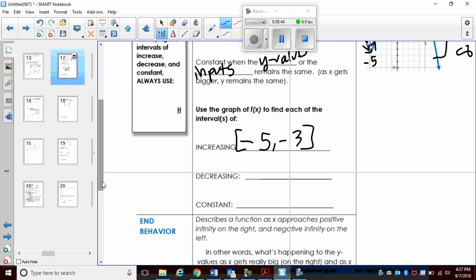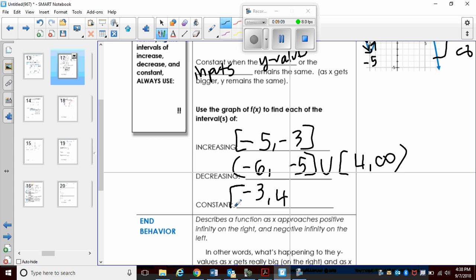So essentially, from -6 to -5, there's an interval of decrease. Put a union there. From 4 to infinity, there's another interval of decrease. Now, from -3 to 4, the y values are constant.